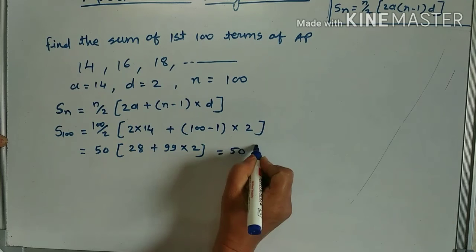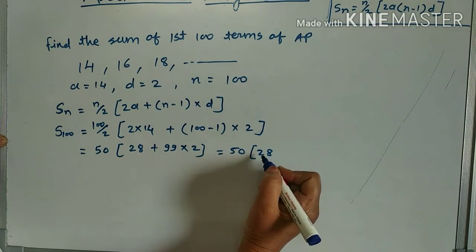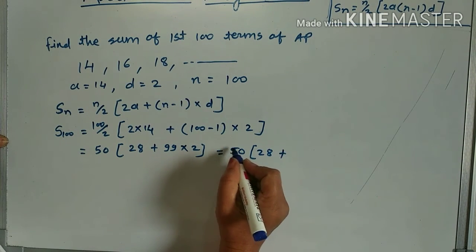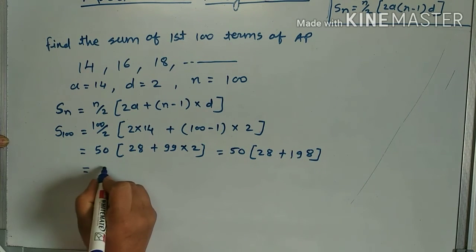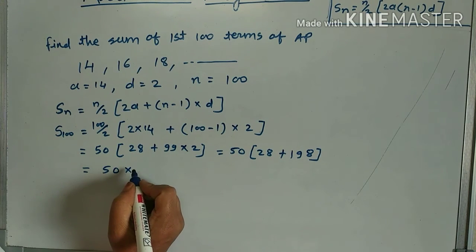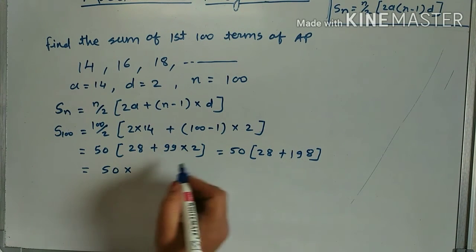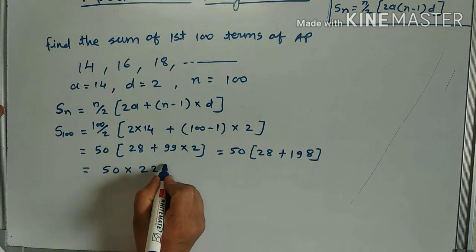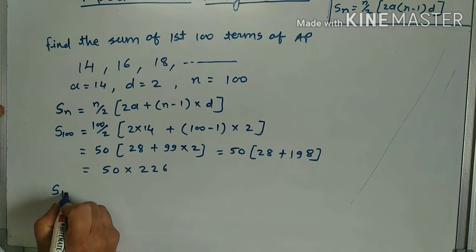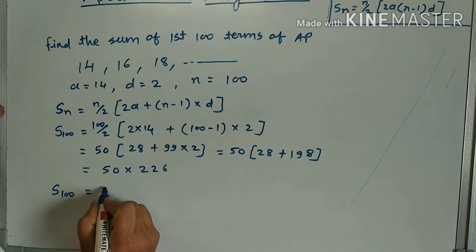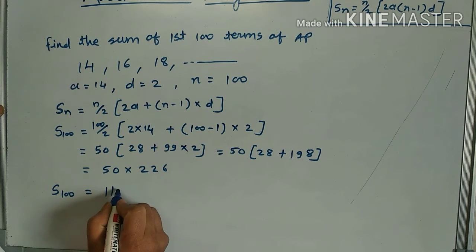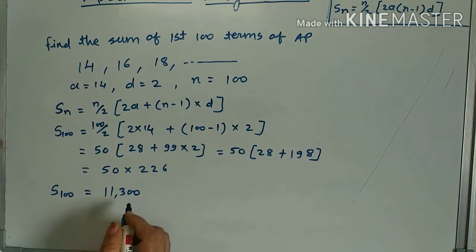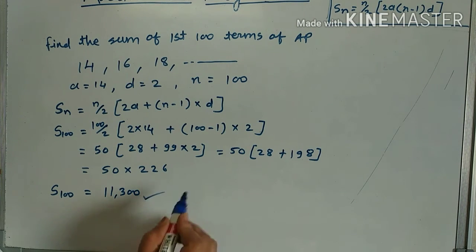Equals 50 into 28 plus 99 into 2, which is 198. Equals 50 into 28 plus 198, which is 226. Therefore, S100 equals 50 into 226, which is 11300. Therefore, the sum of the first 100 terms is 11300.